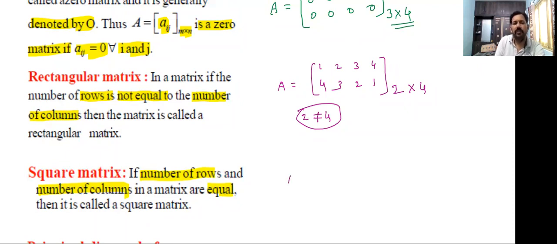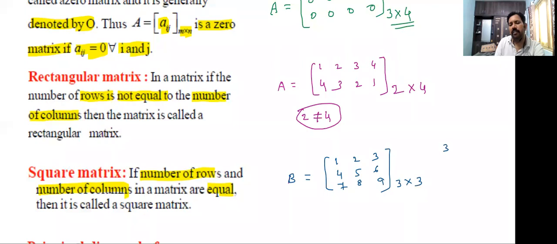Next I am going to square matrix. See here, 1 2 3 4 5 6 7 8 9. This is a matrix. How many rows are there? There are 3 rows and 3 columns.